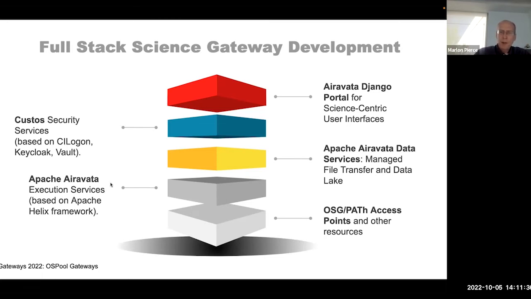Not a big part of the demo here, but I'll say a couple of other things that are in the lab or making their way out of the lab are some data services. One is a managed file transfer and the other is a data lake service, so we can use these services to build entirely data-centric gateways that have nothing to do with running Condor jobs and things like that.